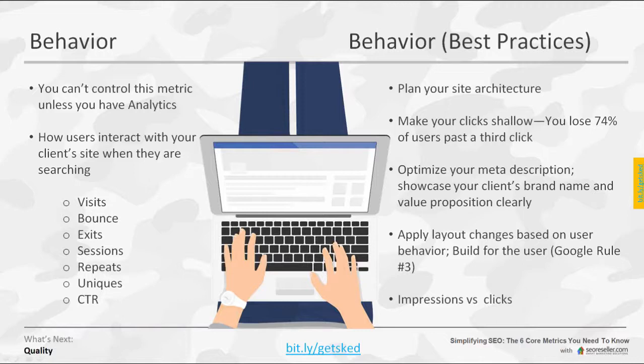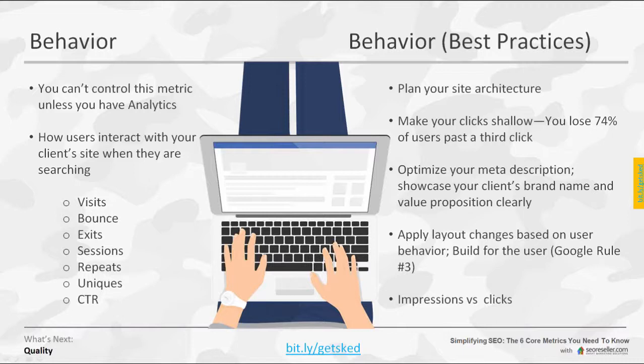Make your sites as shallow as you can and make all the most pertinent information available in 3 clicks or less. Optimize your meta descriptions and showcase your client's brand name and your value proposition clearly. Attract them to come to the site. The meta description is a CTR device with no equal. And then, of course, listen to your users. Google rule number 3, build for the user.